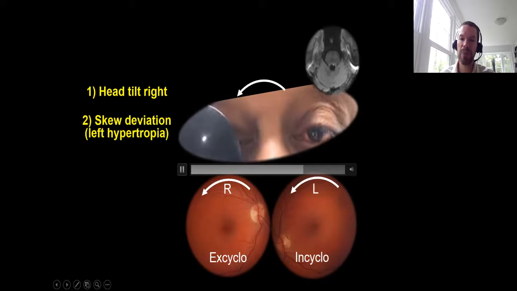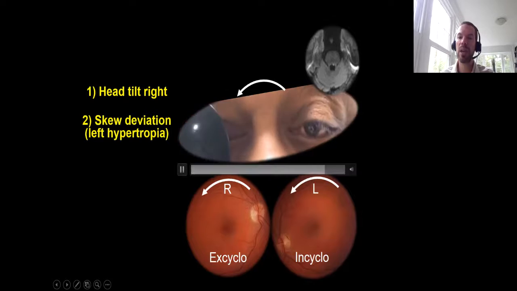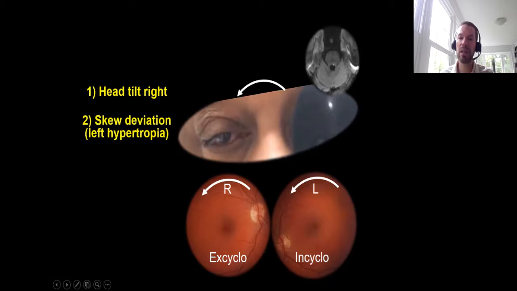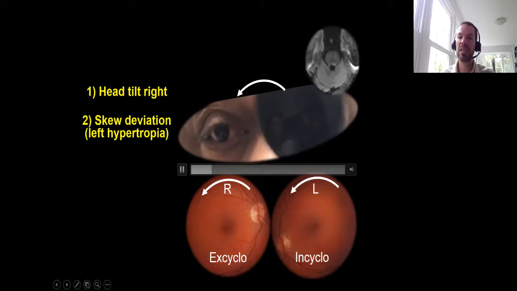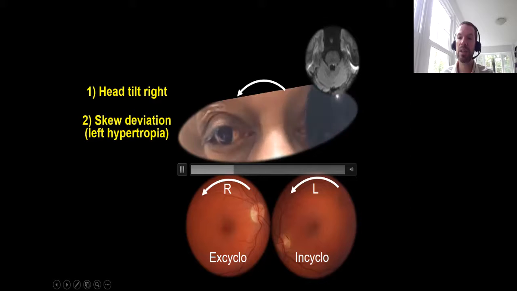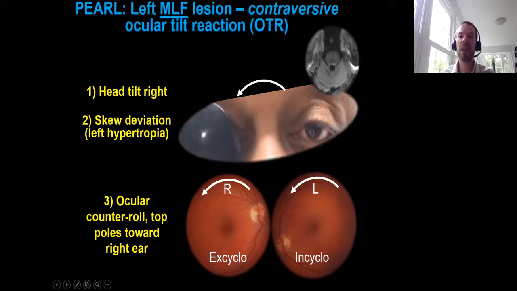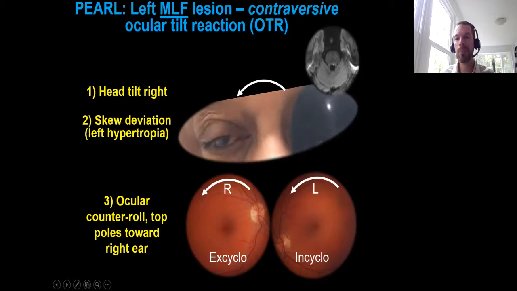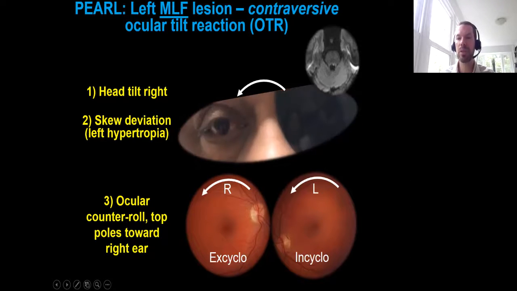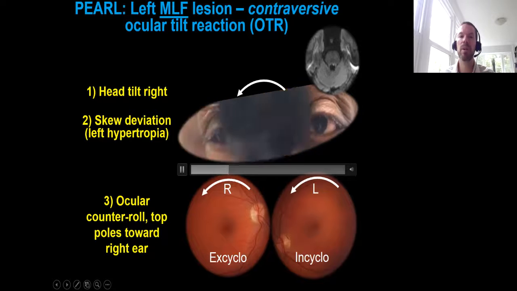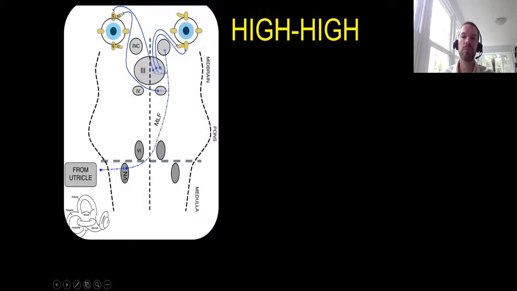left eye comes way down, and the head tilt is away from the lesion to the right side, and the ocular counter roll is in the same direction as the head tilt, again, away from the lesion. So this is a contraversive ocular tilt reaction because all of the tilting, all of the rolling occurs away from the lesion, away from the left MLF lesion.